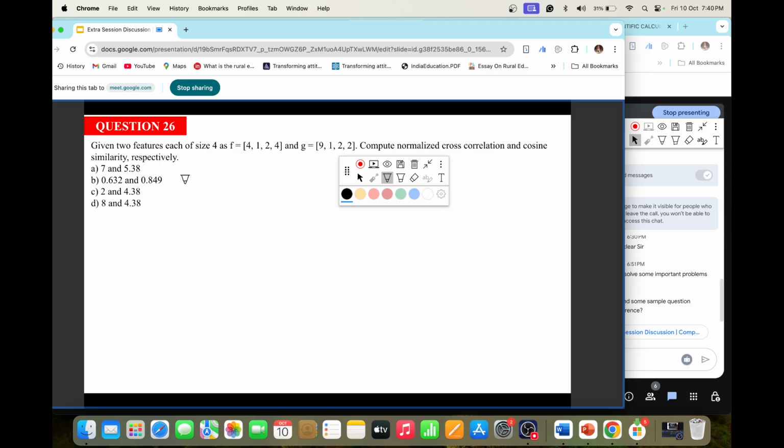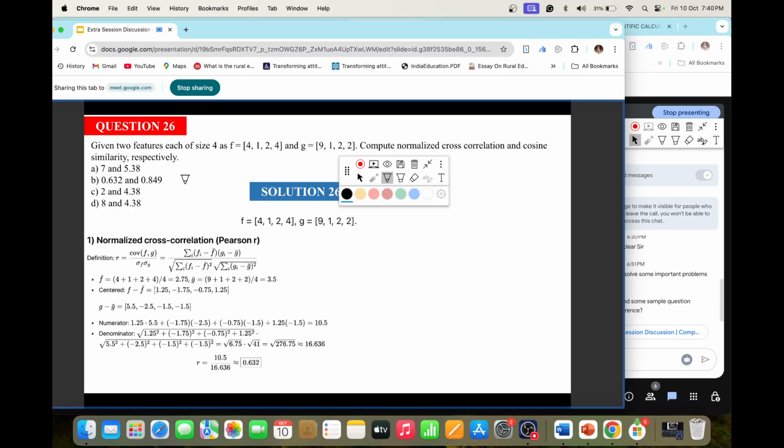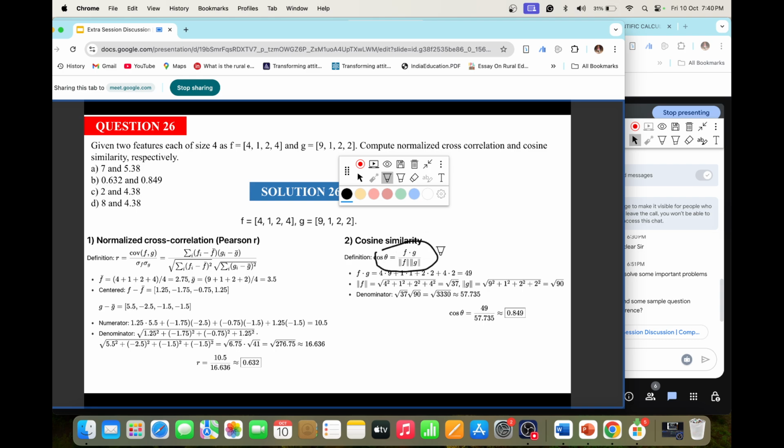Then question number 26: f and g values are there. Compute normalized cross correlation and cosine similarity. Cosine similarity is very important. This is the formula of cosine similarity, a very easy formula: f dot g divided by mod of f and mod of g. Very easy but important.